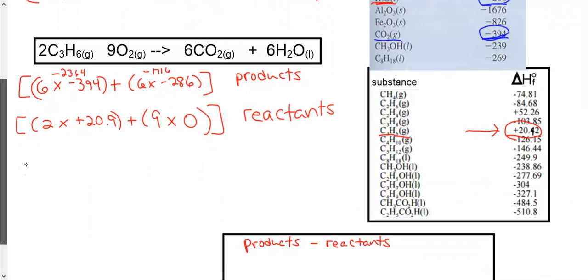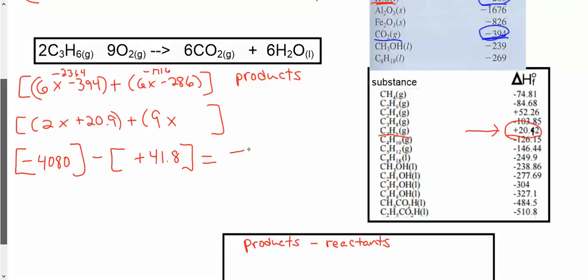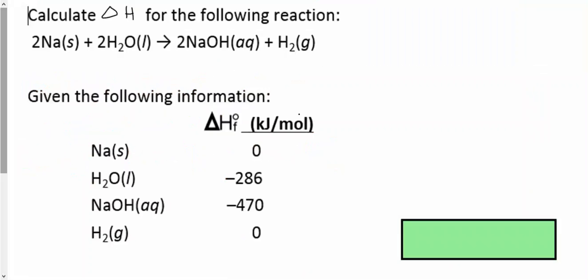So the sum of our products is negative 4080 minus the sum of our reactants, which is positive 41.8. We get a negative 4121.8 kilojoules per mole. Now you can go ahead and pause the video and try this one, then we'll work it out together.